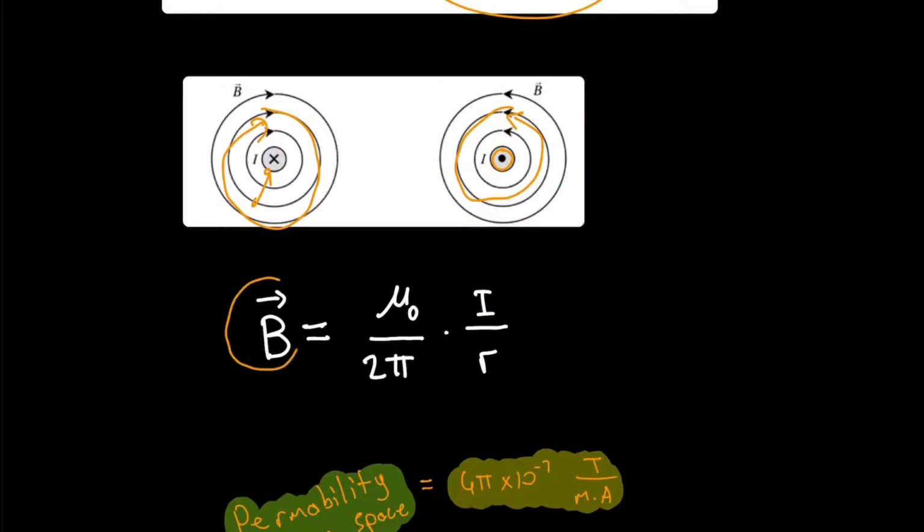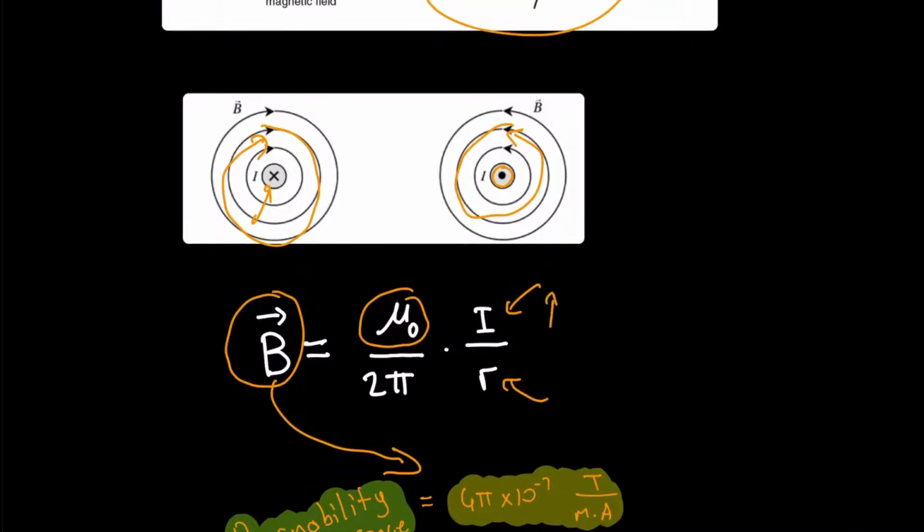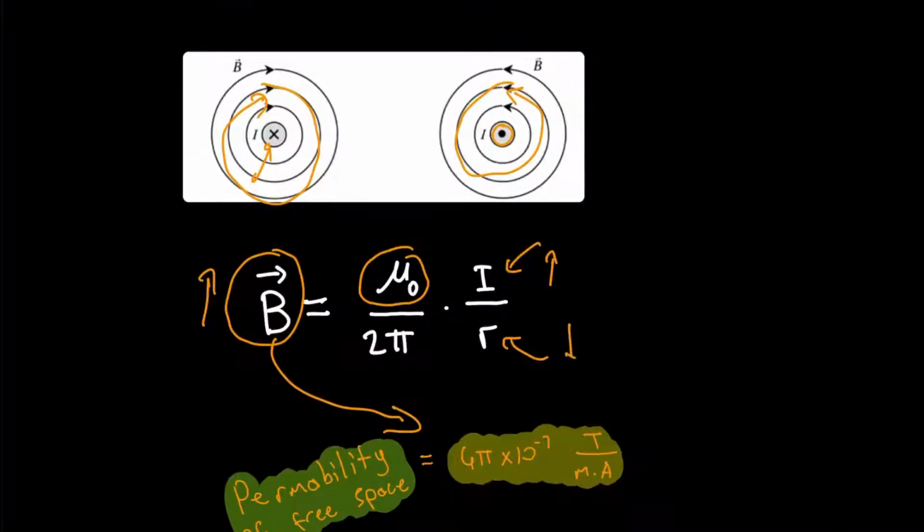The magnetic field is equal to the permeability of free space, which is the measure of resistance of a material against the formation of a magnetic field. We usually take it as a constant, the permeability of free space, which is 4 pi times 10 to the negative 7. Then the permeability over 2 pi times the current over the distance to the point where you want to find the magnitude of the magnetic field. So by looking at this, we can infer that the more the current is, the more the magnetic field is. The farther the point that we want to find the magnetic field at, the less the strength of the magnetic field is.